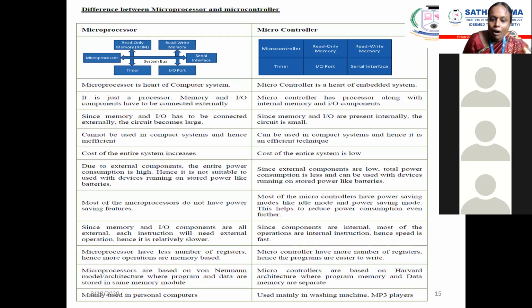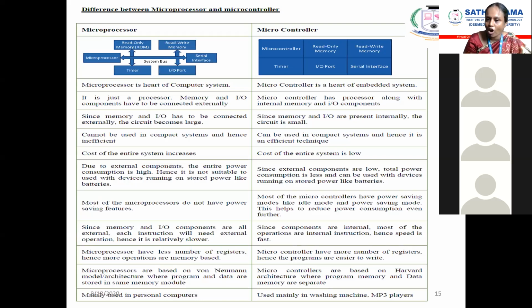The next one is microprocessor and microcontroller architecture. Actually, this is the popular word they will use: Von Neumann architecture, Harvard architecture. Those are the two differences. Don't write any stories while you are writing the difference. Von Neumann architecture, Harvard architecture. What is meant by Von Neumann and Harvard?